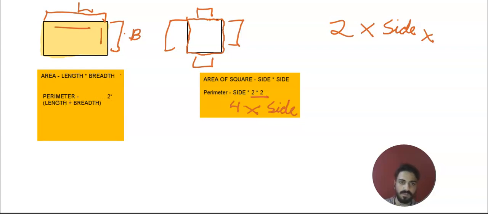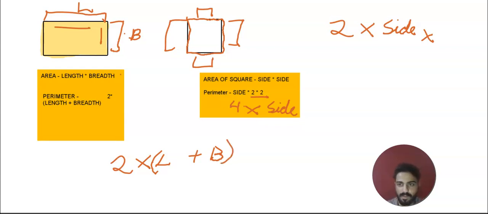Now why am I saying so? See over here, if you haven't put the bracket, you will multiply 2 into length, and then you will add breadth because of the BODMAS rule. So we don't make that mistake. We do 2 into length plus breadth in bracket. That's the formula.